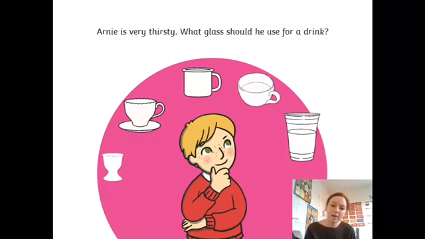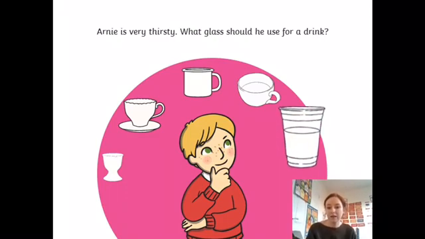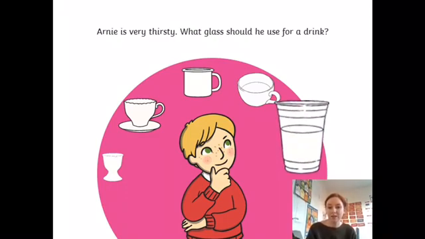It says here, Arnie is thirsty. What glass should he use for a drink? So you've got 1, 2, 3, 4, 5 options there. Which glass do you think Arnie should use if he's really, really thirsty? If he's really, really thirsty, he's going to need a big drink, isn't he? So you want to choose a container that has the biggest capacity, the largest capacity. So which container there holds the most? I'm going to say it's this glass here. Did you agree?